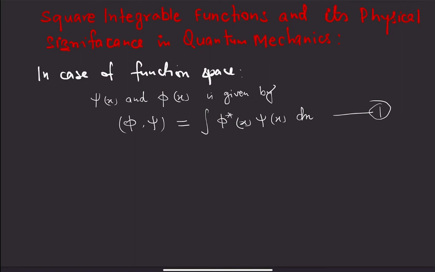Therefore, if we want the function space to possess a scalar product, we must select only those functions for which the scalar product of phi and psi, or psi with phi, is finite. Thus, we see that the scalar product only exists if the integral is finite and doesn't diverge.